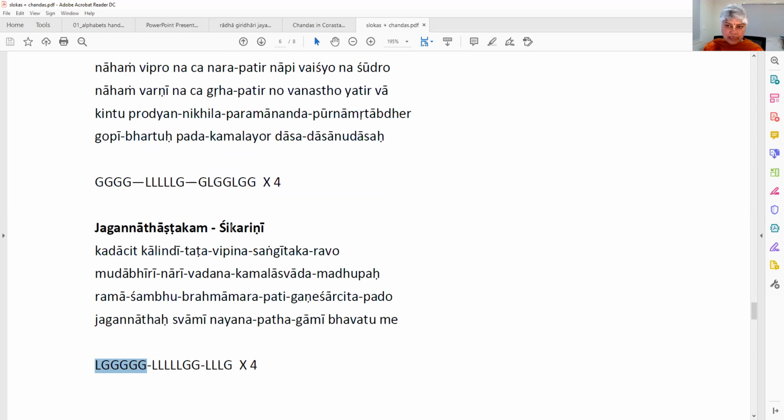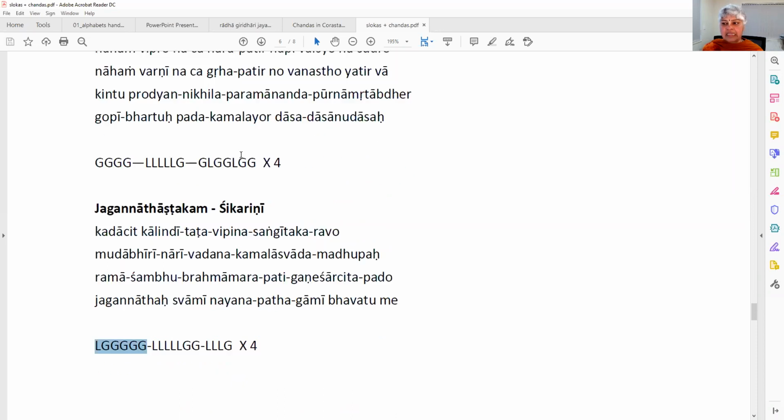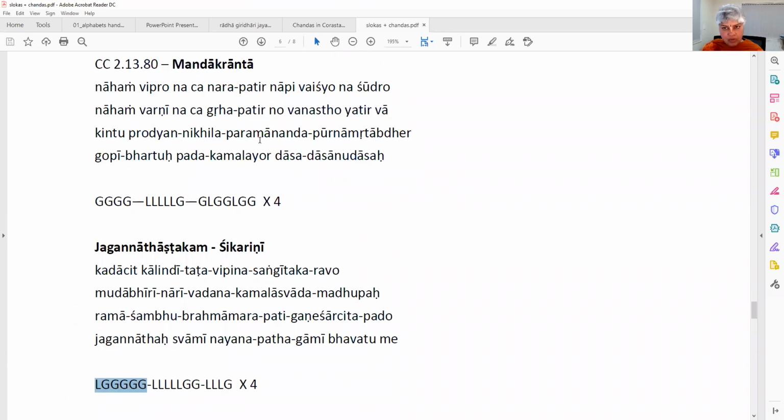Now, why are we doing all this? When we come across a meter, the first thing we need to do is count the number of syllables per line. Then we can say, okay, let's say it's 17 syllables. So then we know it's either Mandakranta or Shikharini, which are the most commonly used meters. Then we look at the pattern and try to figure out which of these two it actually fits. And once we figure out the pattern, we know which tune to use. Does that make sense? Yeah? Okay.